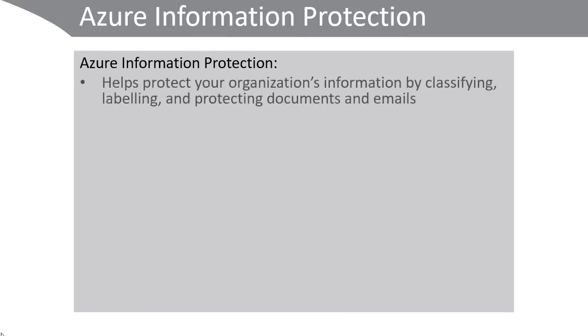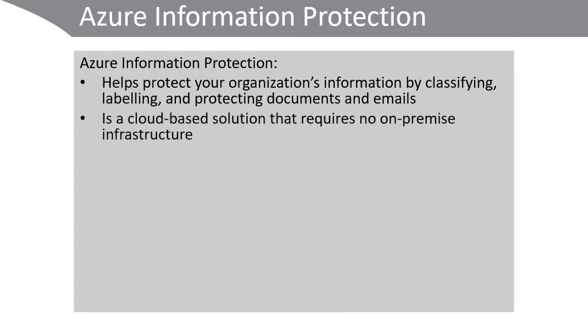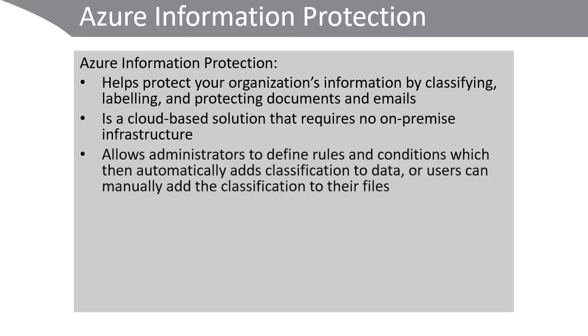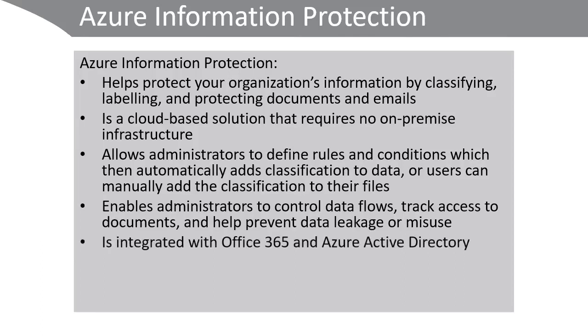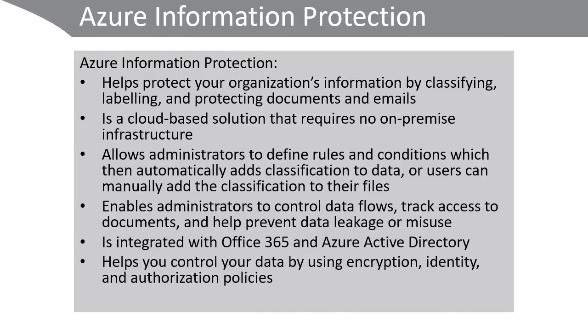Azure Information Protection helps protect your organization's information by classifying, labeling and protecting documents and emails. It's a cloud-based solution that requires no on-premise infrastructure. It allows you to define rules and conditions that then automatically add classifications to data, or users can manually add a classification to their own files. This enables you to control data flow, track access to documents, and help prevent data leakage or misuse. It's entirely integrated with Office 365 and Azure AD. Overall, it helps you control your data by using encryption, identity, and authorization policies.